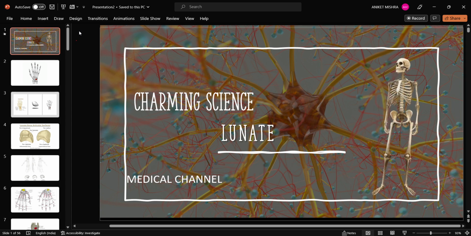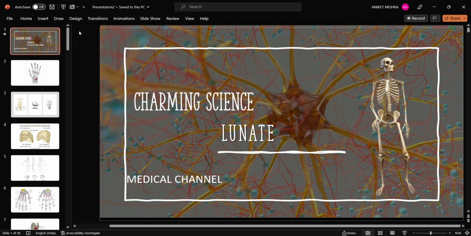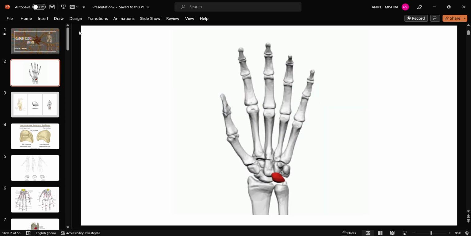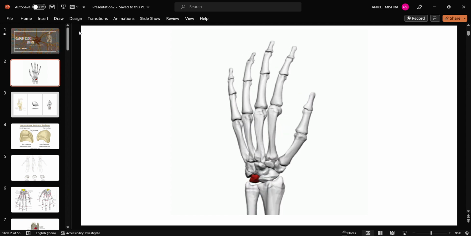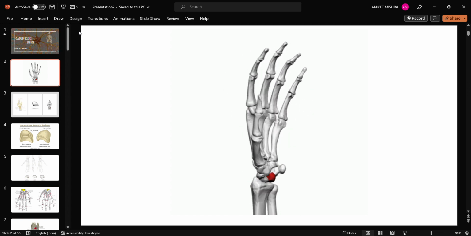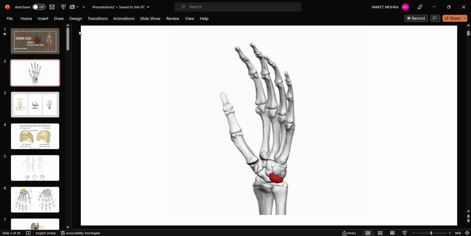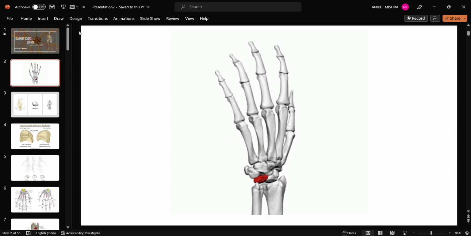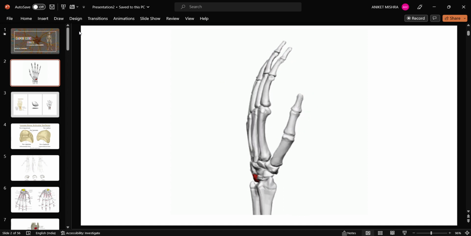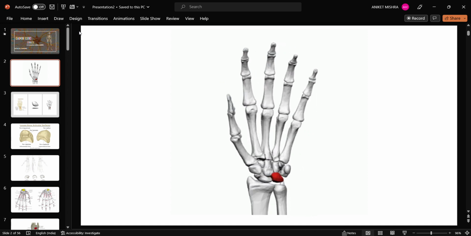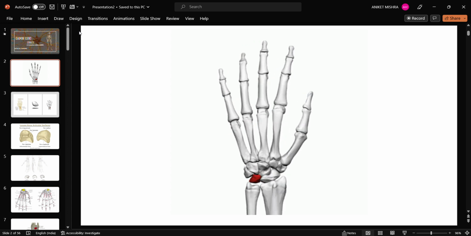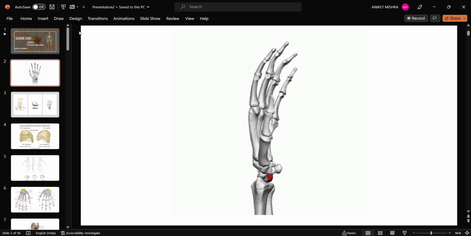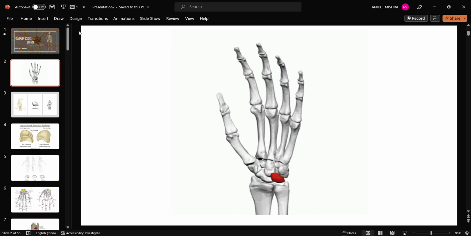Today we are going to talk about the bone lunate. Whenever we talk about the lunate bone, first we have to know the meaning of the lunate. From the Latin word luna, meaning moon, referring to the crescent shape. It was first named the lunatum in 1653 by Lizer, and it is also termed the lunar or the semi-lunar bone.